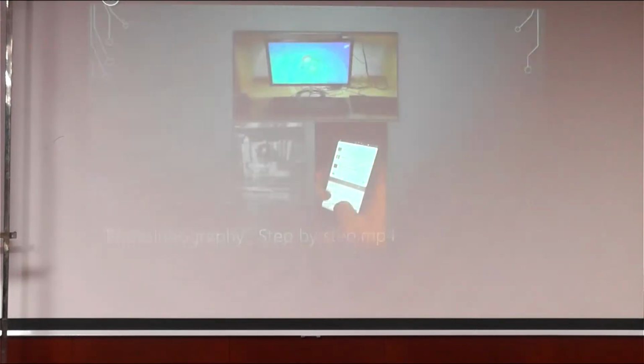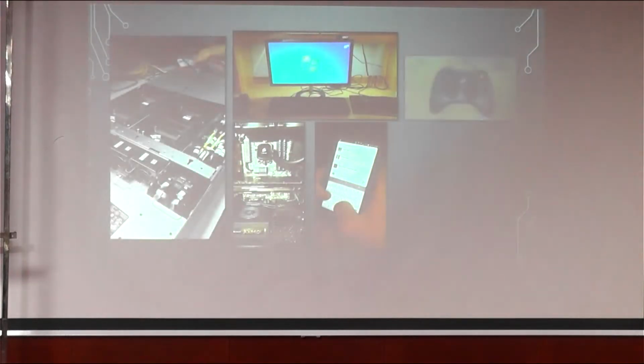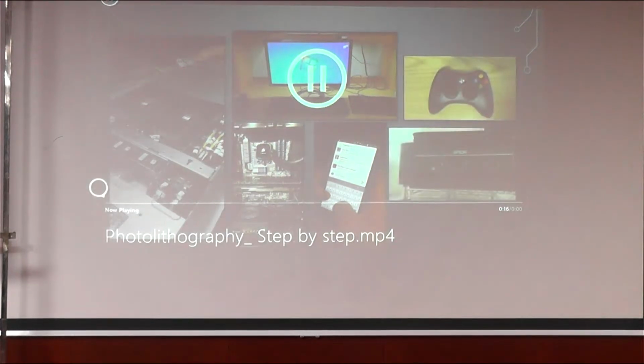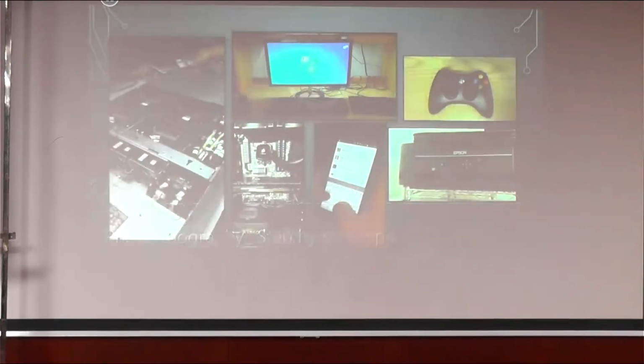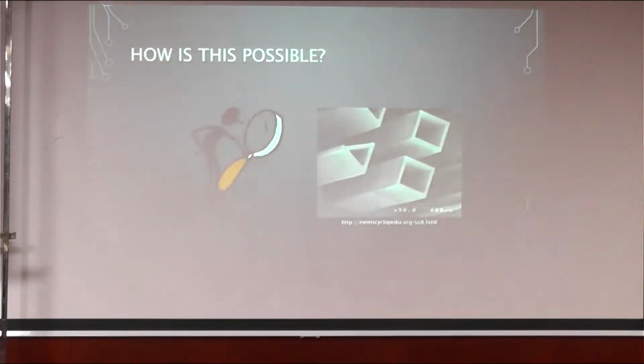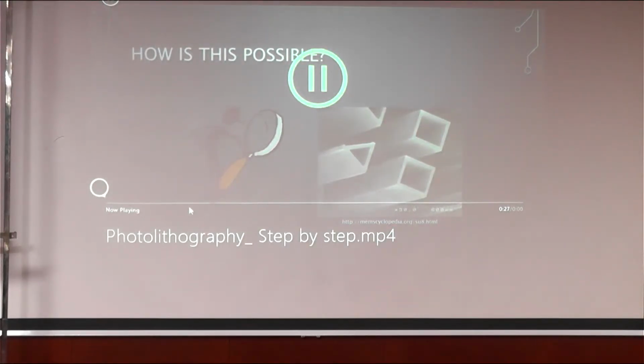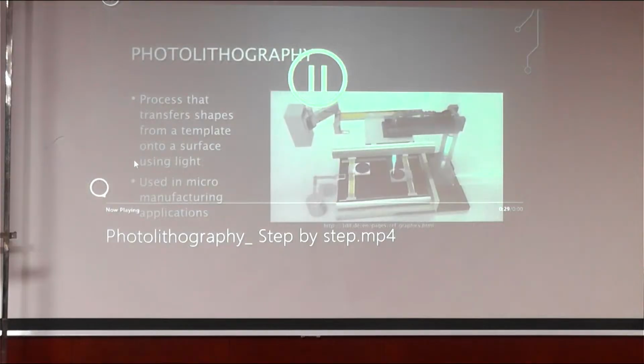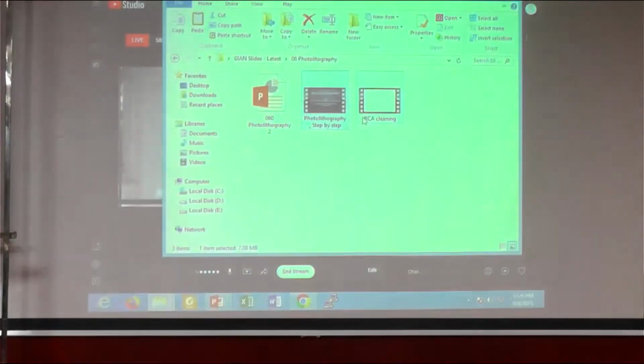Cell phones, computers, televisions, and any high technology product requires the use of printed circuit boards, microcontrollers, or integrated circuits. How are they made? The components of these devices are extremely small. If they are too small to be seen by the naked eye, how is this possible? These products are made using a technique called photolithography. Photolithography is the process that transfers shape.